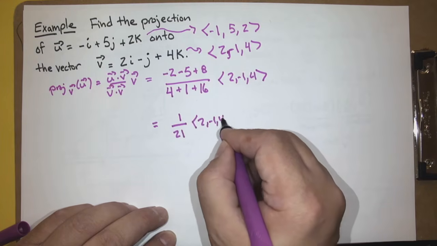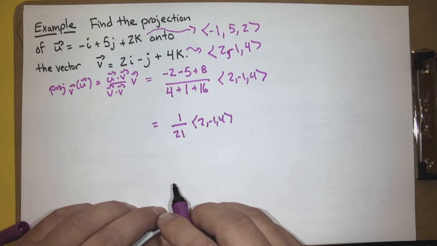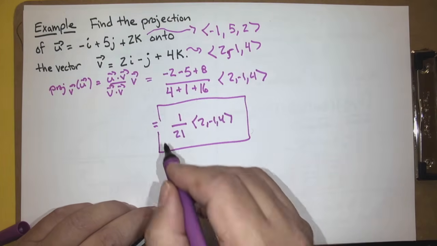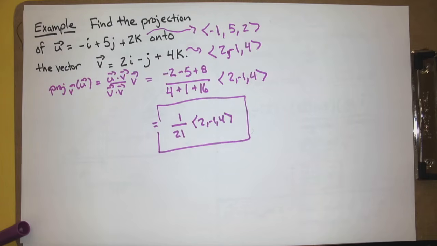2, minus 1, 4. What's the next thing for us to do? Put it in a box, because this is the projection. Now, depending on the problem, they might ask us to write it in a very specific form, but that's the projection. That's how quickly it can go. Once you have the tools, life is good.